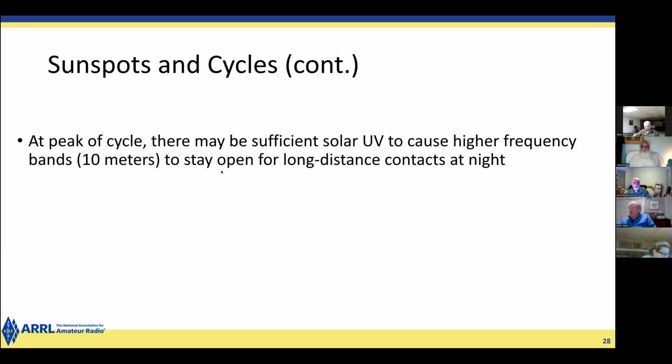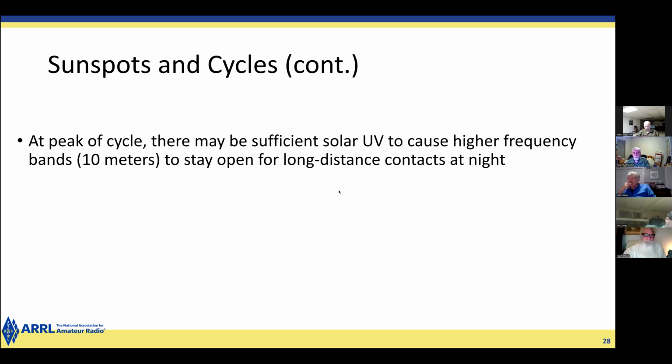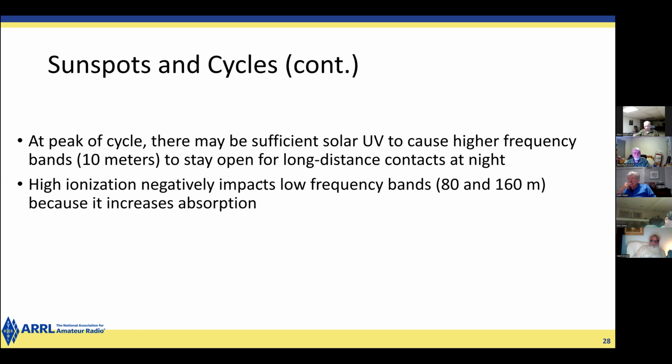So at the peak of the cycle, there may be sufficient radiation to keep the F layer ionized enough to make long distance contacts on 10 meters, 28 megahertz, after sunset. Usually 10 meters fades out right after sunset, but it's possible that 10 meters can stay open well past. So, we think of 10 meters, 12, 15 meters as daylight bands, but right now it could stretch longer.